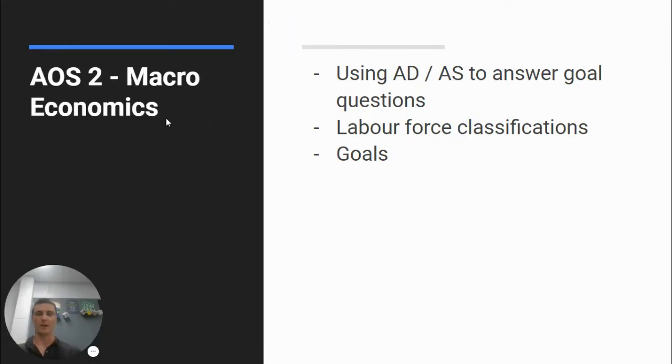So part two in our little revision lecture series, and we're looking at macroeconomics, which I think is the most important to understand, but I think we also find it the easiest, so go figure. If you feel like you're smashing macroeconomics and you've got it, move on to the next part, which will be the difficult part, international economics. But we're going to look at using aggregate demand and aggregate supply to answer goal questions, which I think is really important. So actually you should hang around and do that. Then we're going to do labour force classifications and quickly look at goals now.